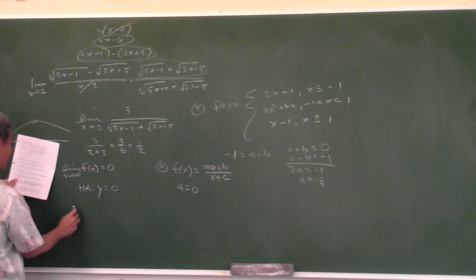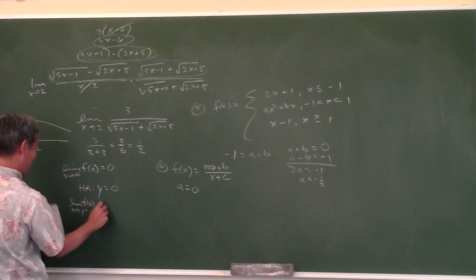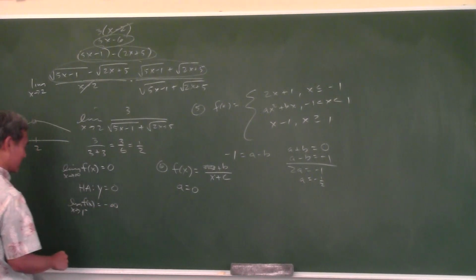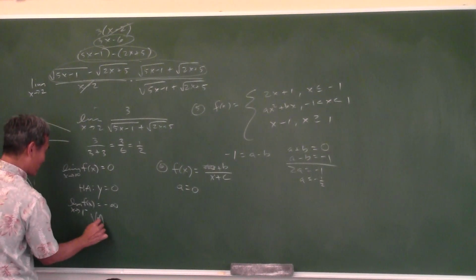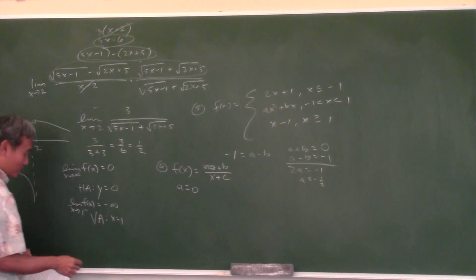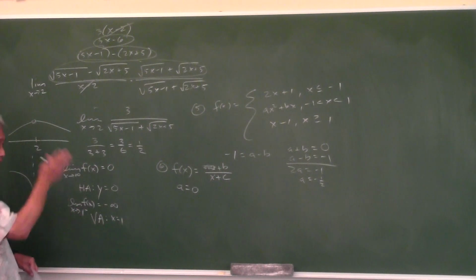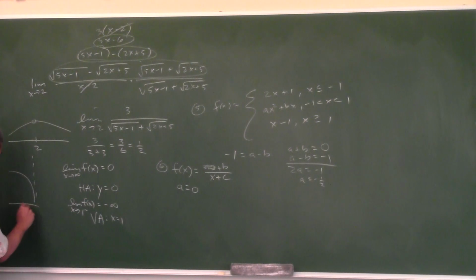Okay, the next clue says the limit of this function as x approaches 1 from the left is negative infinity. What does that mean? That means here's 1. Coming from the left, it's going down toward negative infinity. That means the vertical asymptote is what? X equals 1. Now, how the heck do you get a vertical asymptote? That's when the denominator is 0. So that means you're going to need an x minus 1 in the denominator.